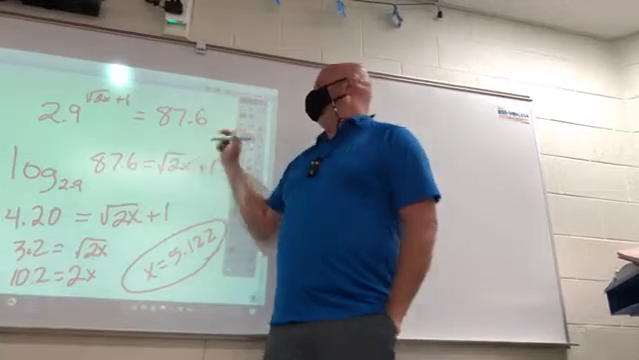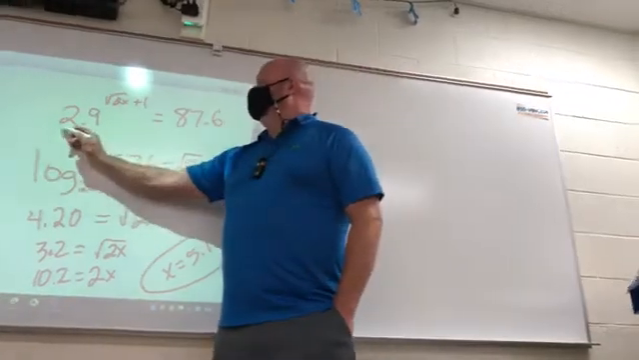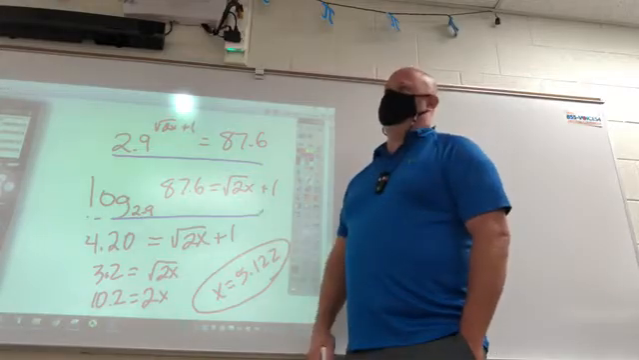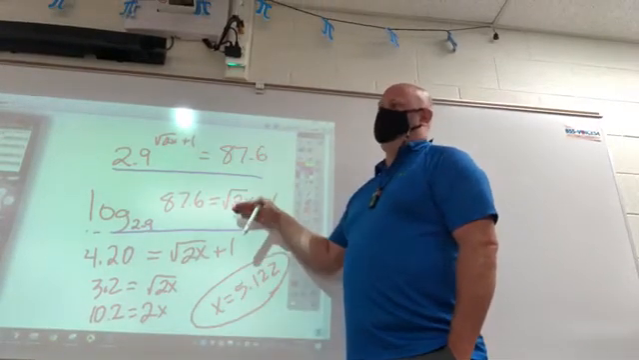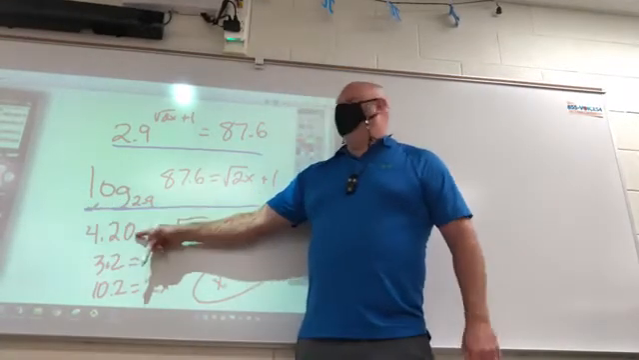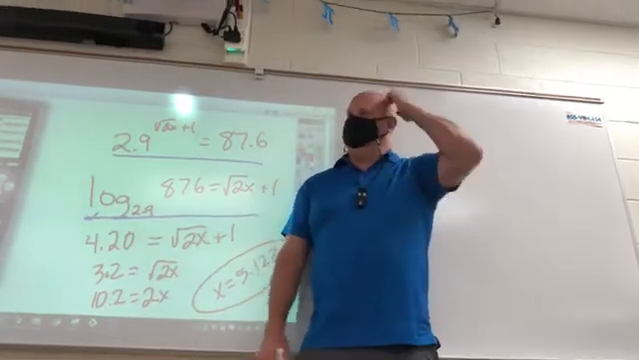The key steps here are the first two. Going from exponential into log form, that's crucial. And then just being able to calculate any log. Once you have that as a decimal, then it should be fairly easy.